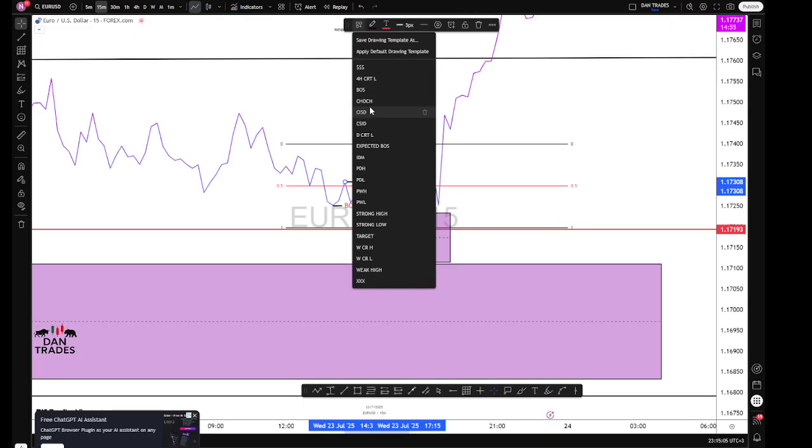That's a change of character. And again, you could have taken this area where we entered first to be your inducement level. This could be your inducement level, right? This could be your inducement level.